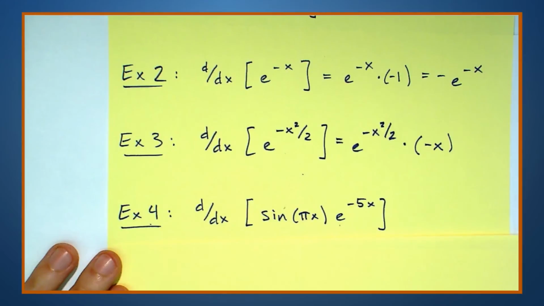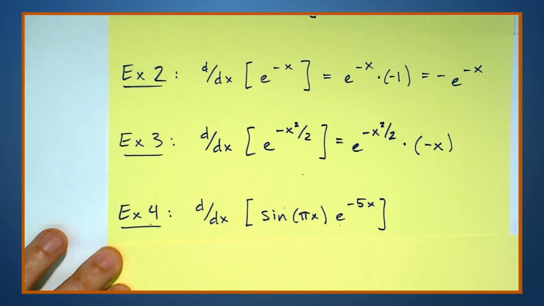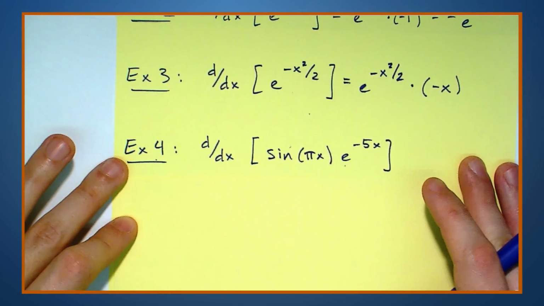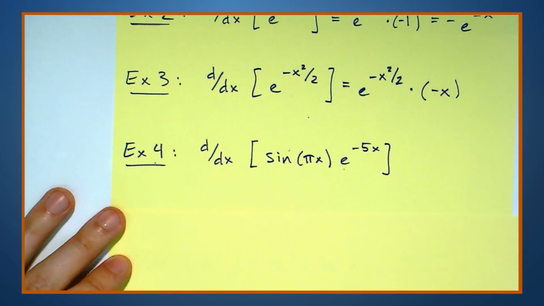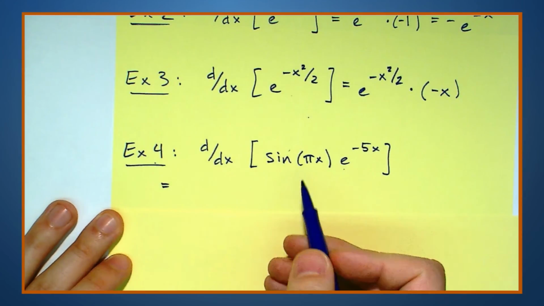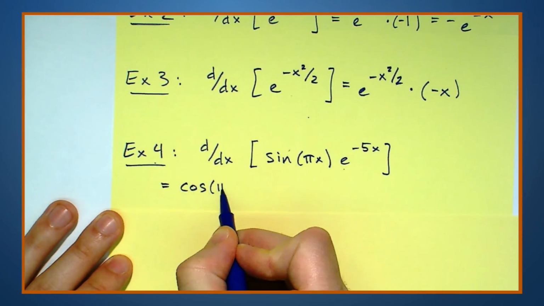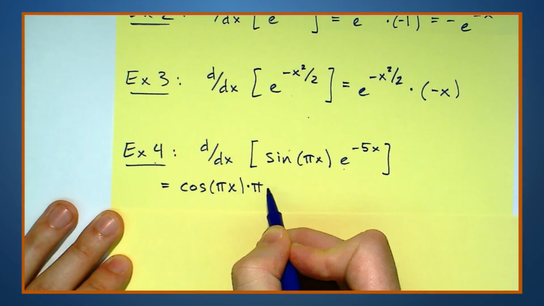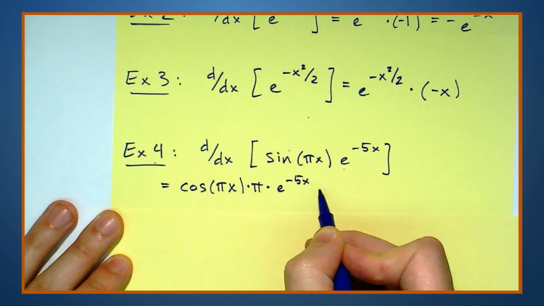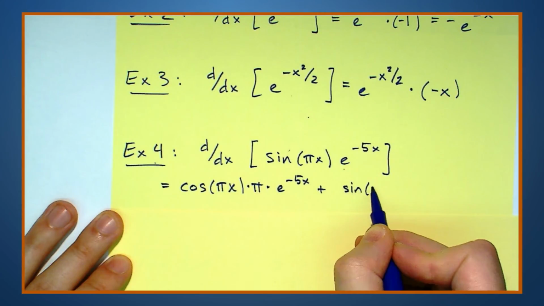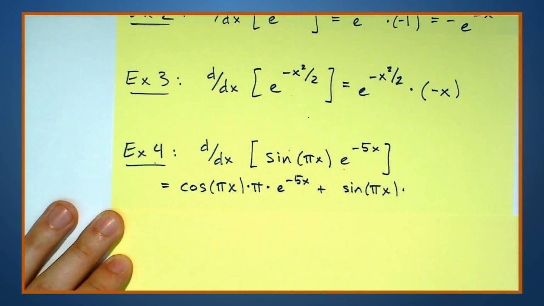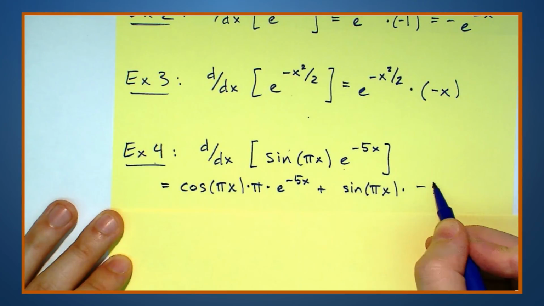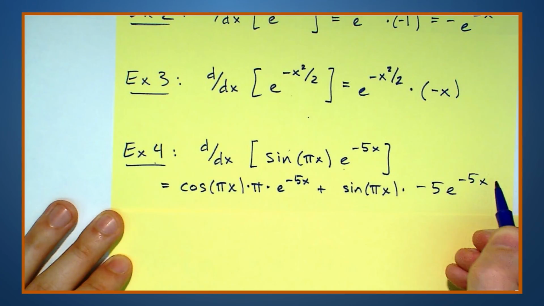Let's look at this one. Find the derivative of sine pi x times e to the minus 5x. Can you see that we have to combine here the product rule with the chain rule and the derivative of sine and exponential? Let's put it all together. So the derivative of the first is cosine pi x times pi times the second plus the first, sine pi x, times the derivative of the second, which we now know is minus 5e to the minus 5x.